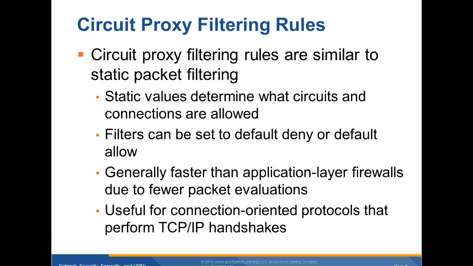Circuit proxy filtering rules. Circuit proxy filtering rules are similar to those in static packet filtering. Static values determine which circuits and connections are allowed. Filters can be set to default deny or default allow. They're generally faster than application layer firewalls due to the fewer packet evaluations. They're useful for connection-oriented protocols that perform TCP/IP handshakes.